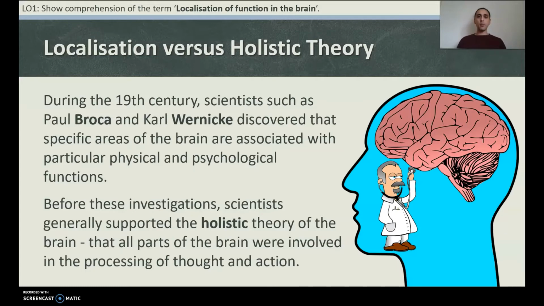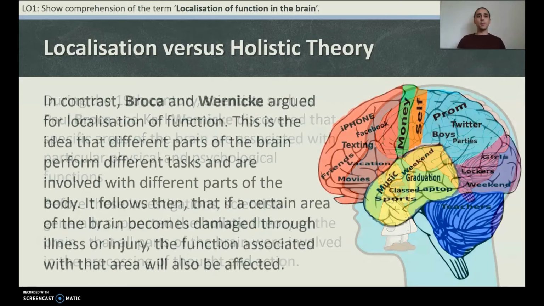So, holistic comes from the word whole, right? It's holism, holistic. So essentially, our idea of the brain before was that for every single action, every single physical and psychological function and every behavior that we do, you use the whole of your brain. It was a holistic theory, use the whole of the brain. But then Paul Broca and Carl Wernicke came about and they were like, well, actually, I don't really agree with that. I think we use specific parts of the brain that help us to do specific and particular physical and psychological functions and behaviors. And that's what they determined. And that's what localization of function means.